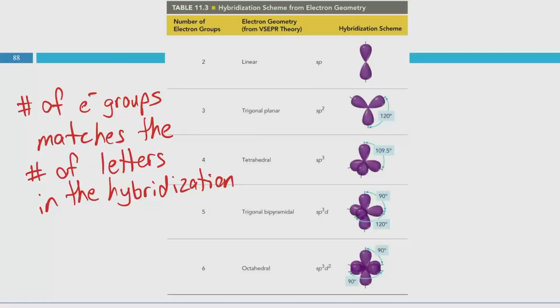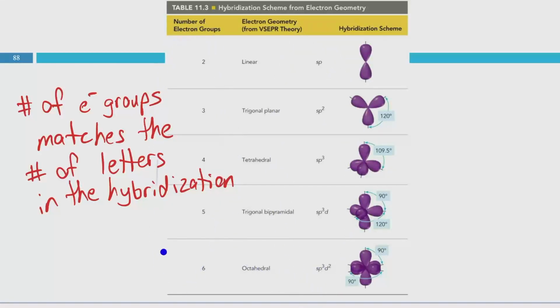It always starts with S, then we add P's until we're out of P's. 3 is the maximum number of P orbitals. And then if we still need more, then we add D on top of that. It's always in the same order. These are the only 5 options that we'll ever see.